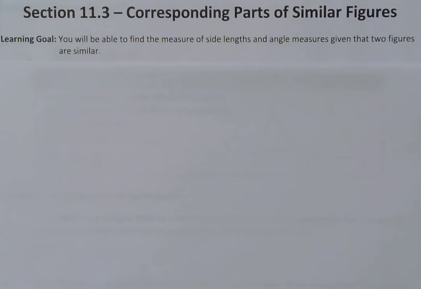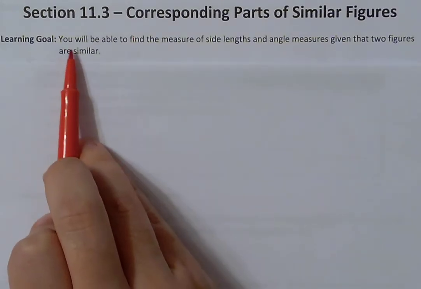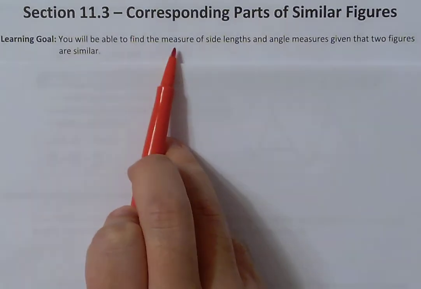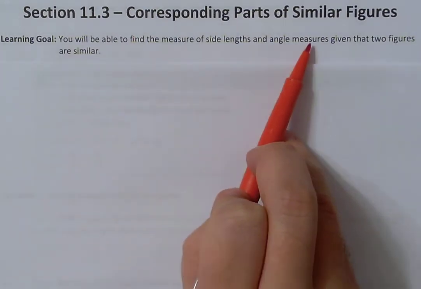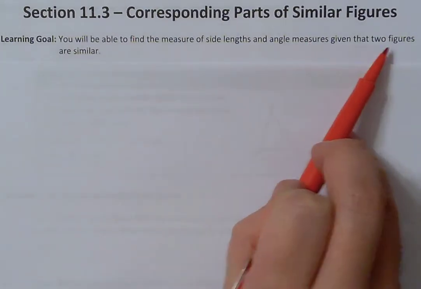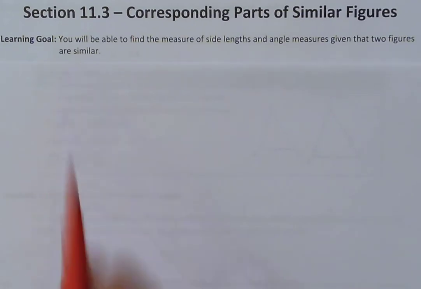For today's lesson, we're going to be taking a look at section 11.3, which is going to deal with corresponding parts of similar figures. Now, for today's lesson, we have one learning goal, and our learning goal for today is that you will be able to find the measure of side lengths and angle measures given that two figures are similar. So that's going to be our goal for today.